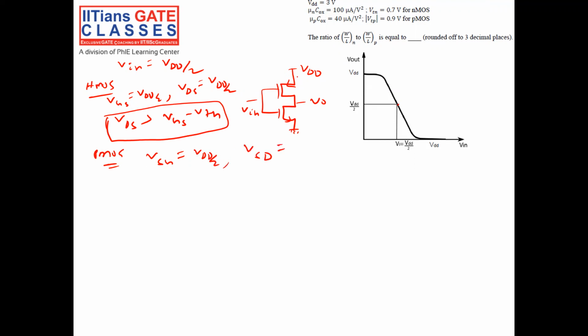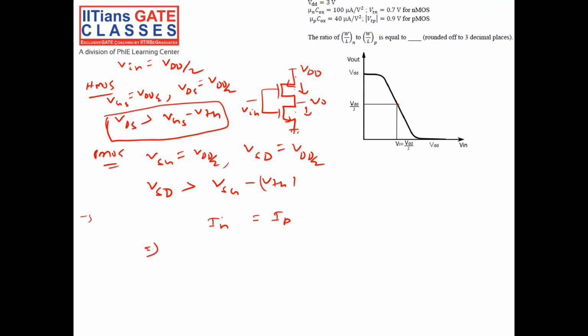VSD is equal to VDD minus VDD by 2, which is VDD by 2. For this also, VSD is greater than or equal to VSG minus VTH more, so the PMOS is also in saturation. So at this particular point, my PMOS and NMOS are both in saturation, so we have to apply the current. Since the same current flows through the PMOS and NMOS in the branch, IN is equal to IP.